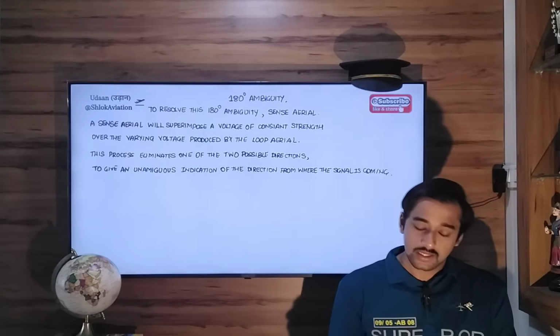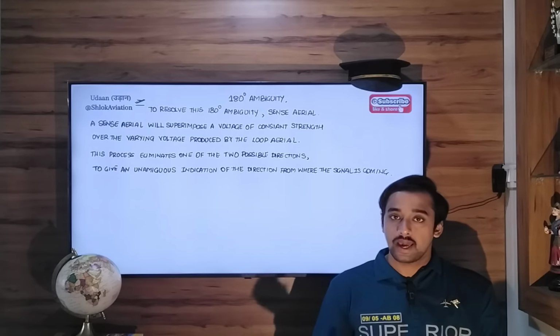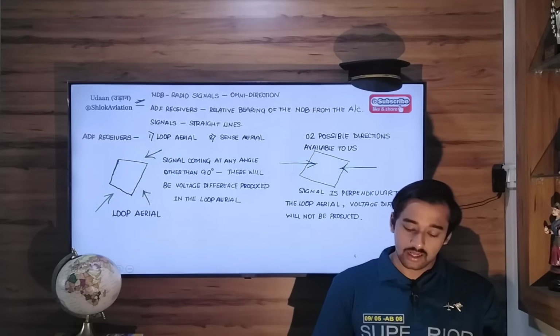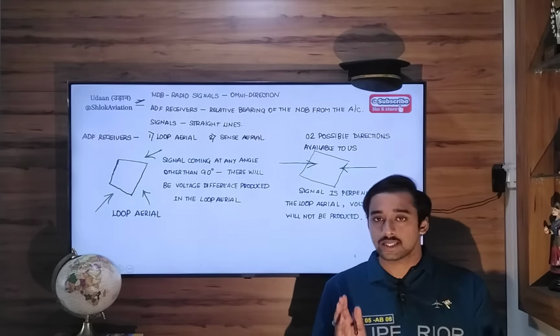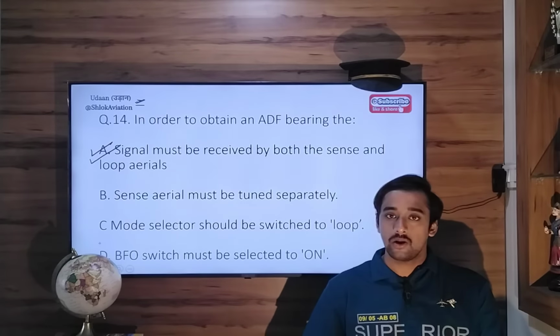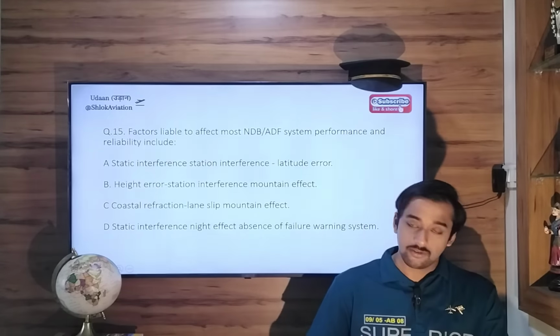Okay, so this is the principle of operation of your NDB and ADF. That's why we need both the aerials. We need the loop aerial as well as the sense aerial to determine our relative bearing or ADF bearing. So let's go to the next question, question 15.